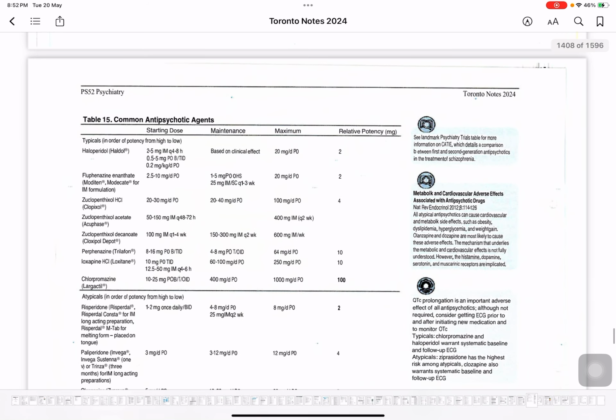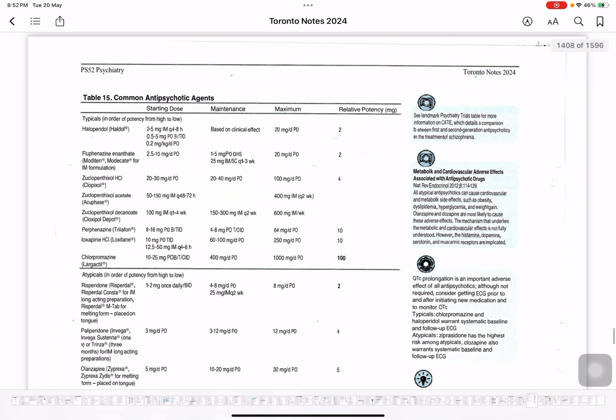Okay, now coming to the common antipsychotic agents. So the first table is for typical ones, the typical antipsychotics, which have more EPS side effects, whereas the second generation has more metabolic side effects. So those are called atypical ones. Let's start with typical ones.